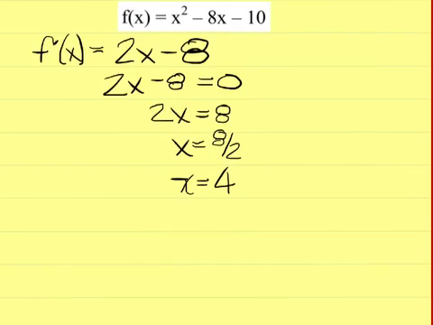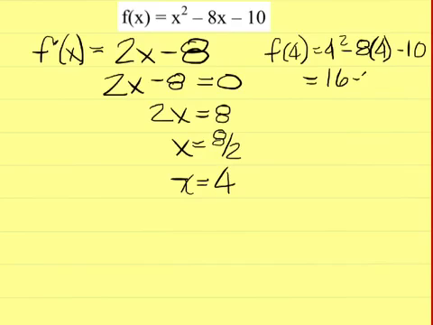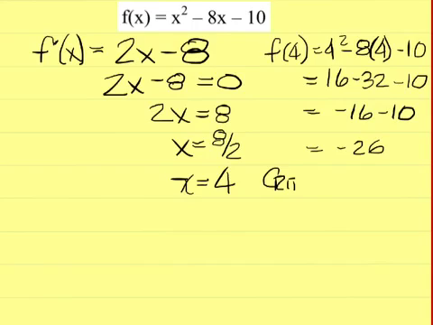Now to find the y value of the critical point, you have to plug this back into the original equation. So you'll come up with f of 4 is 4 squared minus 8 times 4, and then minus 10. So that's 16 minus 32 minus 10, which is negative 16 minus 10, and that's negative 26. So you have a critical point at the following coordinate, 4 and then negative 26.